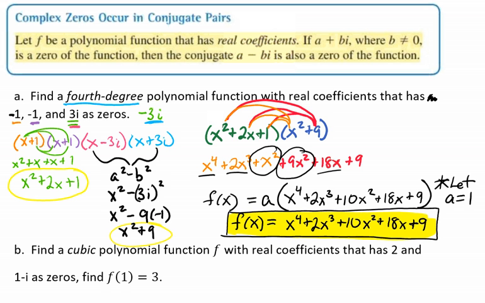Now, when are you not going to let a equal 1? That's going to be our next example. So what I first want to do is point out what we did. We wrote the zeros as factors, then we multiplied, then multiplied again. All right, so let's try this next one.